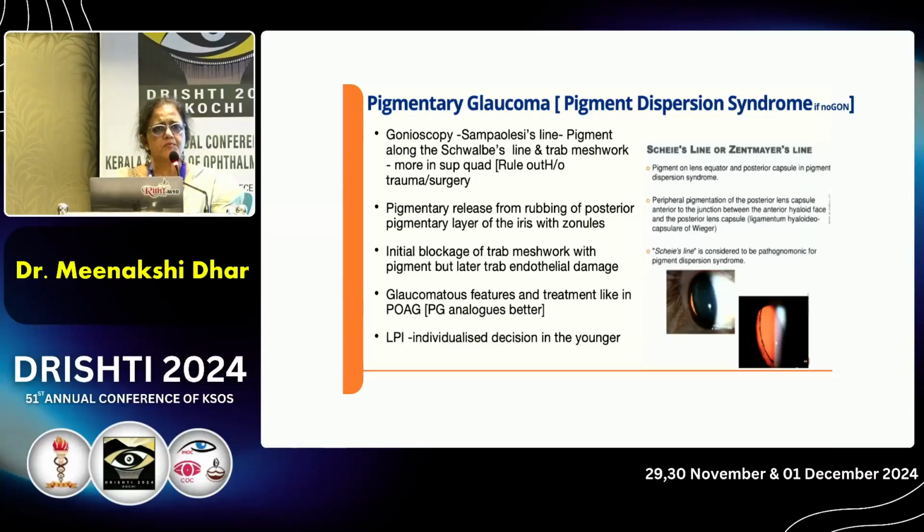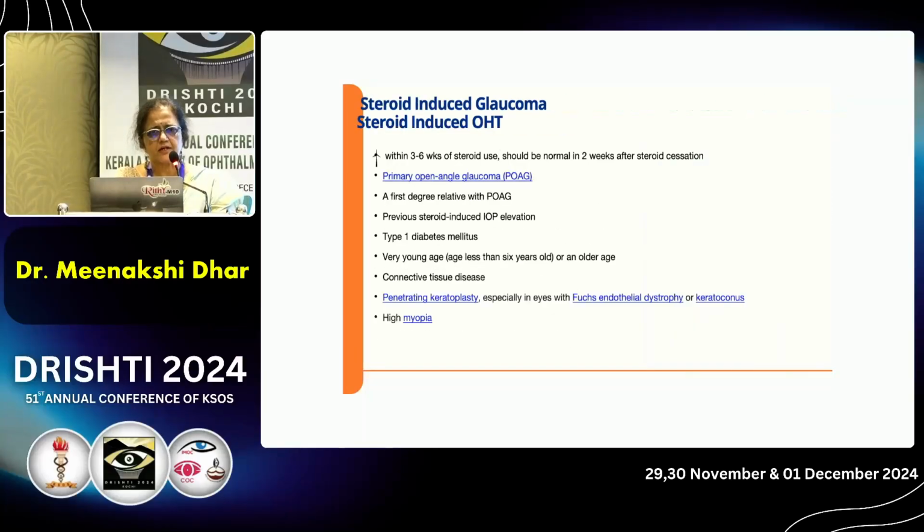In older people, by then the pigment has already damaged the trabecular endothelium and may not have that much of an effect. Coming to steroid-induced glaucoma, of course, all of us know that it does occur, but we need to remember it in situations sometimes, and remember to ask for a history of it. It occurs within 3 to 6 weeks of starting the steroids, and after cessation it may come back to normal within 2 weeks.